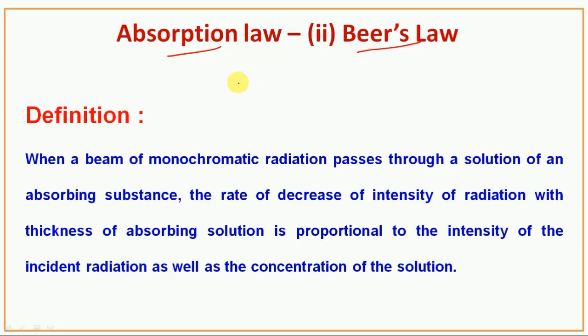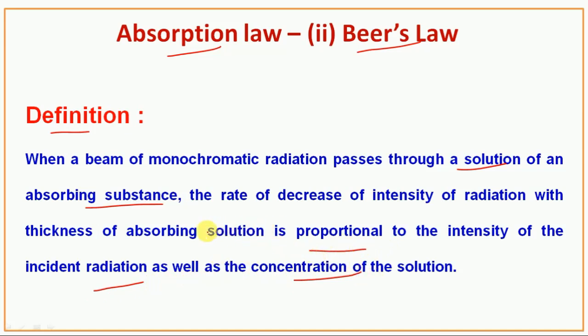First, we are going to discuss the definition of Beer's law. When a beam of monochromatic radiation passes through a solution of an absorbing substance, the rate of decrease of intensity of radiation with thickness of absorbing solution is proportional to the intensity of the incident radiation as well as the concentration of the solution.